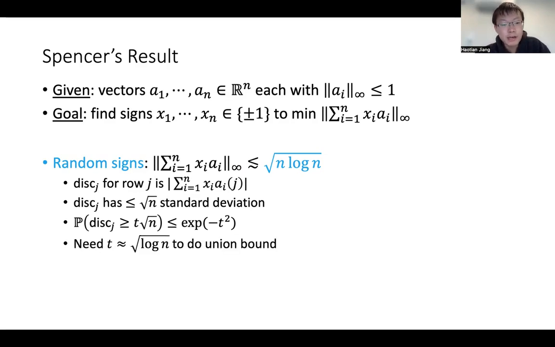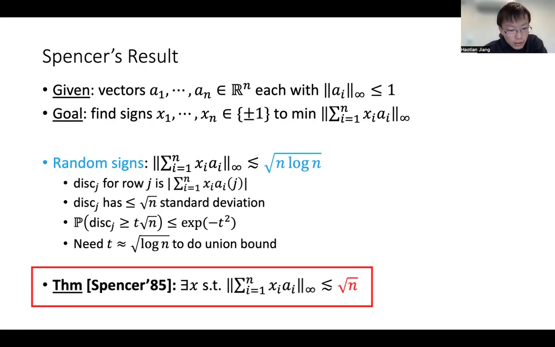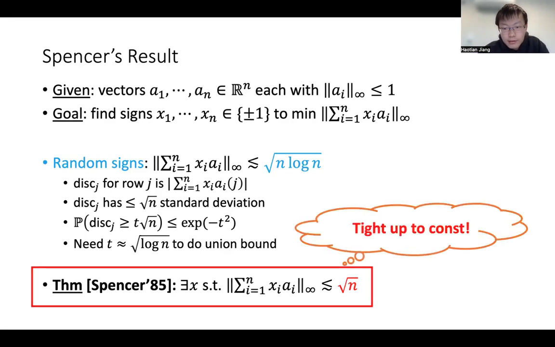So if you pick t to be a constant times root log n, then the probability here will be at most 1 over poly n. So you can do a union bound. This shows the discrepancy is typically on the order of square root of n log n. Turns out this analysis is tight up to a constant factor. And in a very surprising result, Spencer showed that you can actually find one coloring for which the discrepancy is at most a constant times root n. So the extra square root of log n should not be there. And Spencer's result is also tight up to a constant.